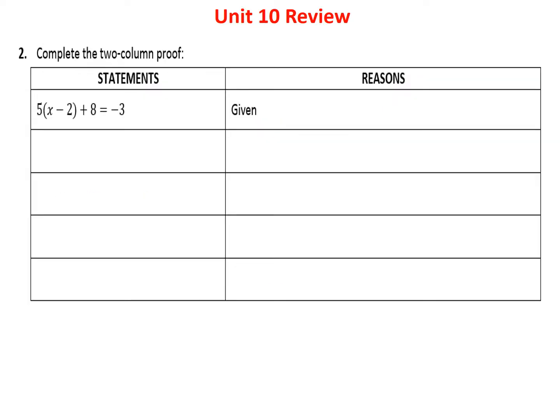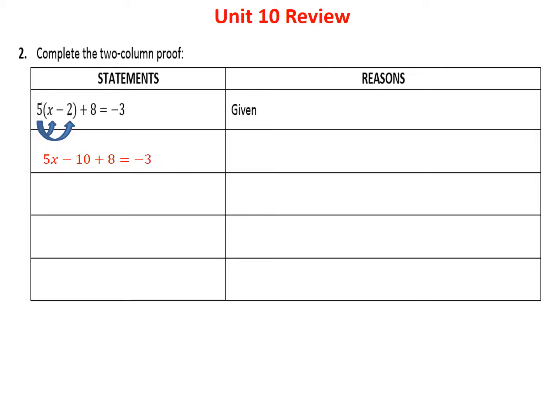In problem 2, we're asked to complete a two-column proof. Now in one sense, all we're doing is solving the problem like we have before, but we have to give our reason for each step. So let's see what we would do if we were solving this. When we're trying to solve for x, one of the things we typically try to do is to distribute things to get the variables out of parentheses. So the first thing I might do is multiply the 5 times the x and the 5 times the minus 2 and get 5x minus 10, and then plus 8 equals minus 3.